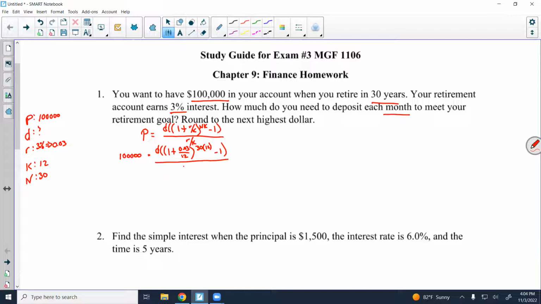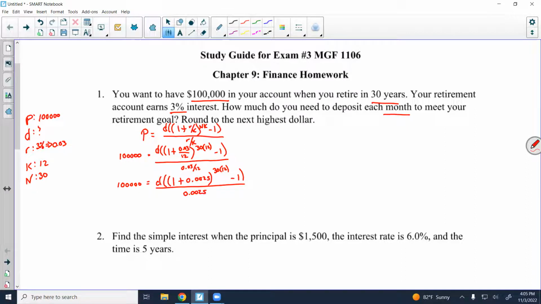And then again, we have 0.03 divided by 12. So first thing I need to do is figure out what 0.03 divided by 12 is. If I do that calculation, I should get 0.0025. I'm going to replace that in the equation. 0.0025 to the 30 times 12 minus 1. And then I can also replace it here.